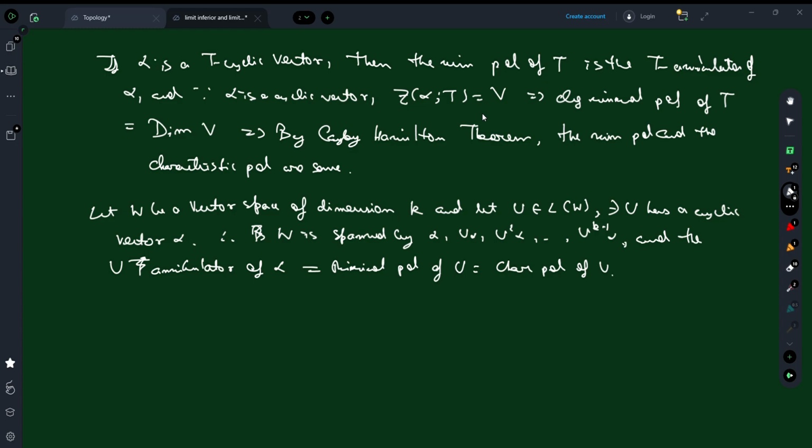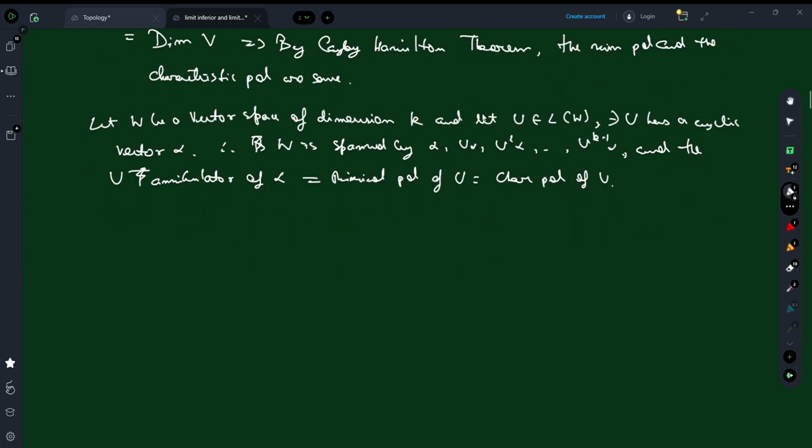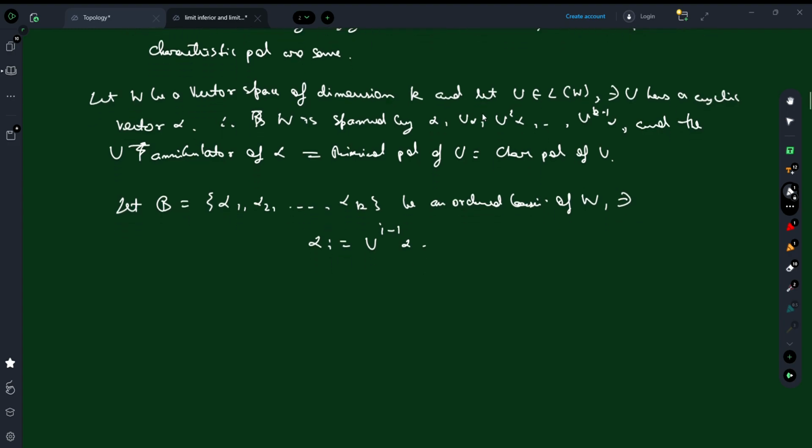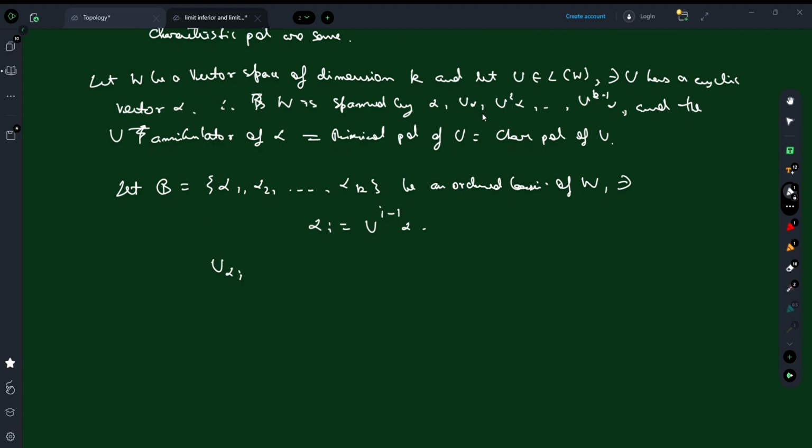Now what we do is consider an ordered basis of W. Let B be the set of vectors alpha 1, alpha 2 till alpha k, an ordered basis of W, and we have chosen these vectors such that alpha i is the i minus 1th image of alpha under U. Then having chosen these vectors like this, one obvious conclusion we can draw is that U of alpha i is exactly equal to alpha i plus 1.